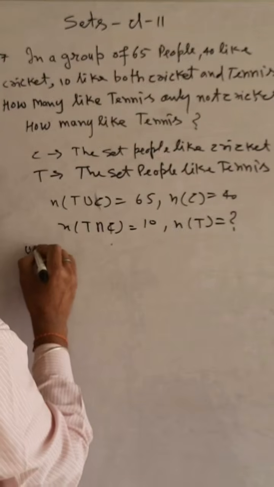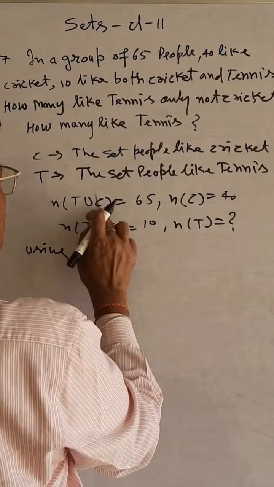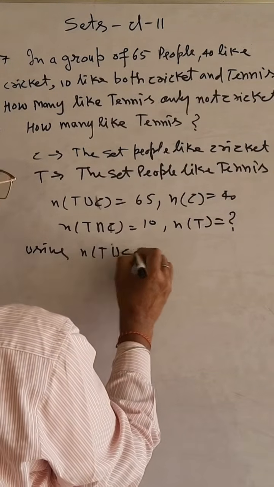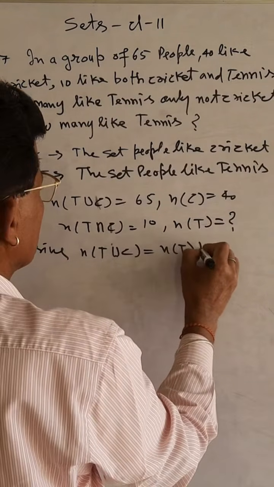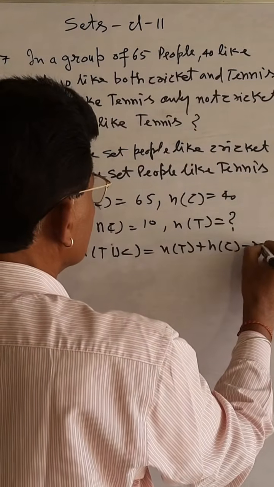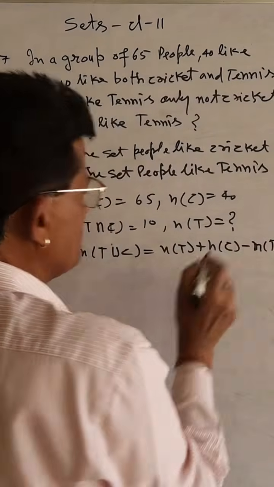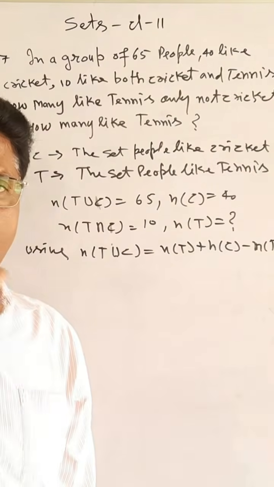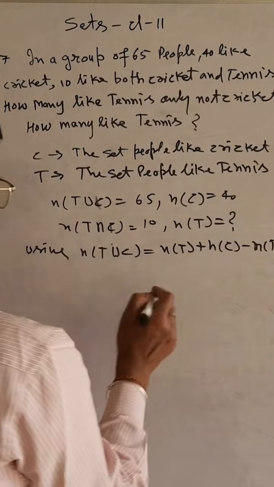Let me use the result which I repeatedly discussed in my previous videos. You can see my previous videos. Number of people like tennis or cricket equals number of people like tennis plus number of people like cricket minus number of people like tennis and cricket both. Most important thing, this is the general case, when T and C are finite. I told you this condition, when A and B are finite.